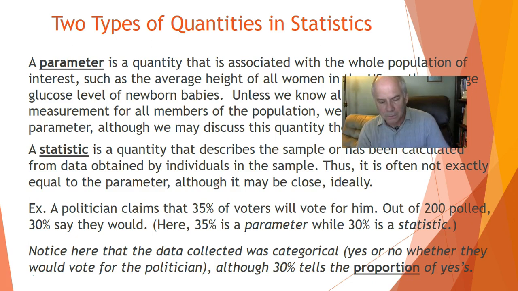All right. Now notice here that the data collected was not numbers, it was yes or no, whether they would vote for this politician. So the data was qualitative or nominal, yes or no, all right? Even though we got a number from that, the 30% tells what we call the proportion of yeses. 30% is how many yeses divided by the total in the sample. So it must have been 60 in the sample because 60 divided by 200 gives you 30%.